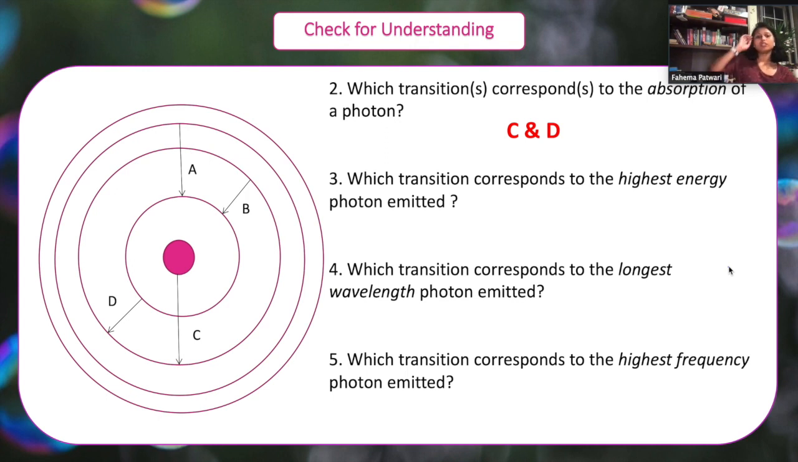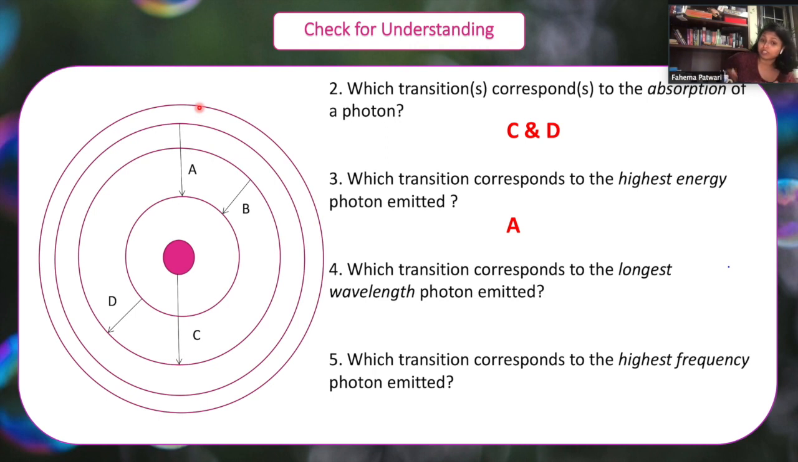Next, which transition corresponds to the highest energy photon emitted? If a photon is being emitted, energy is being lost. In that case, your electron must be dropping in energy. If energy is being lost, the electron is coming down. So it's either A or B. And it says highest energy photon emitted, so it must be the bigger drop. A.